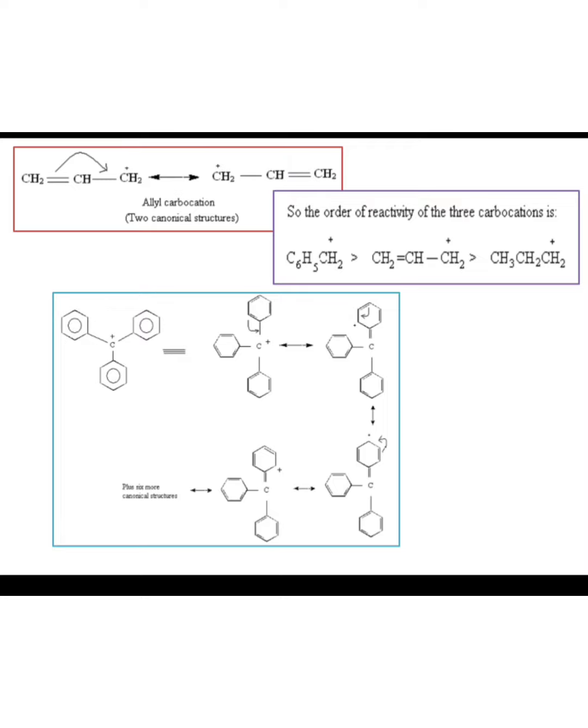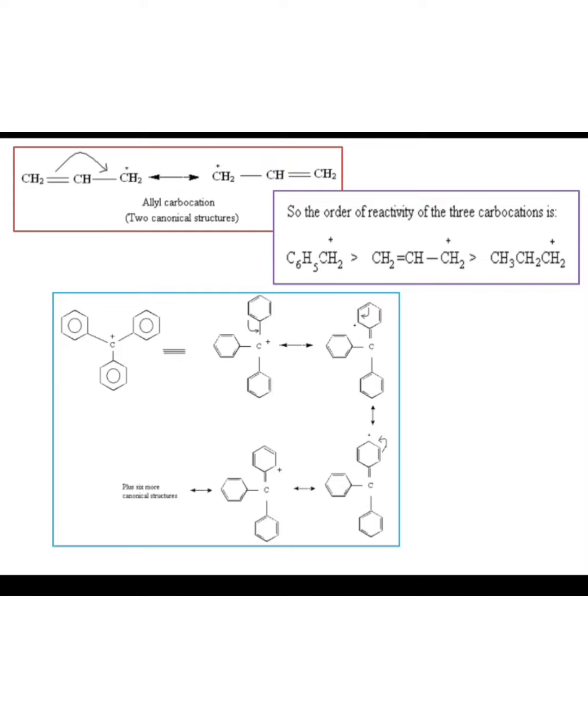In this first diagram, I have given the allyl carbocation. That is, this allyl carbocation possesses two canonical structures. That is, the double bond undergoes resonance and the plus charge is borne by another carbon atom. So, if we give the order of increasing stability of carbocation, benzyl carbocation is more stable than allyl carbocation, which is more stable than propyl carbocation.